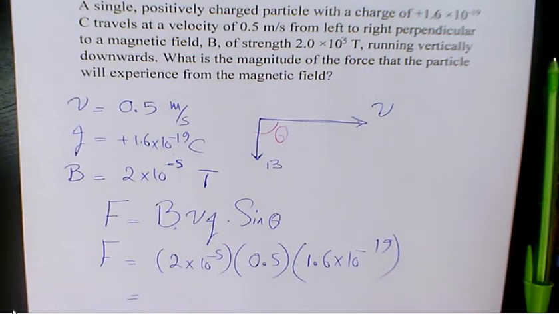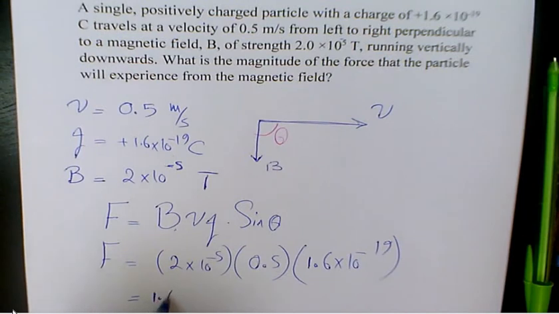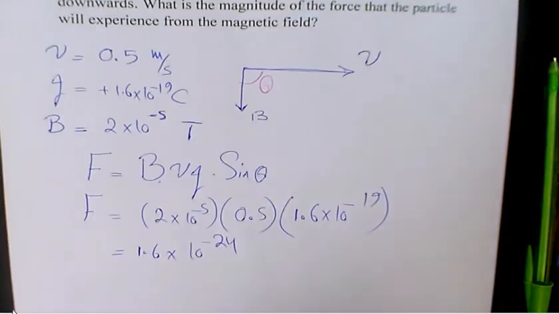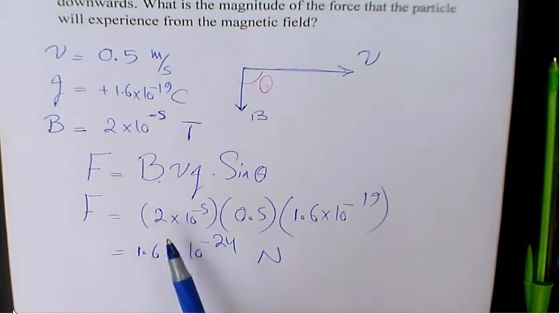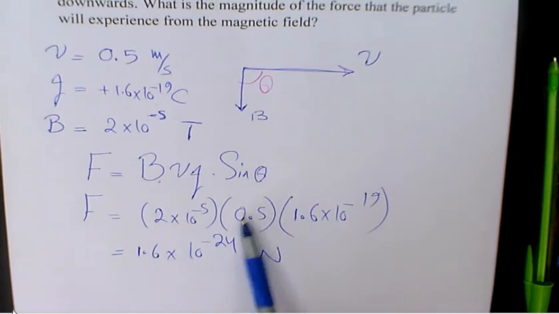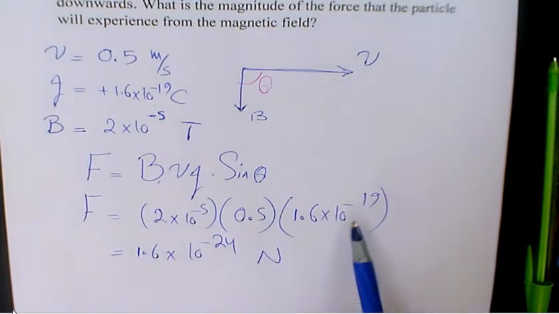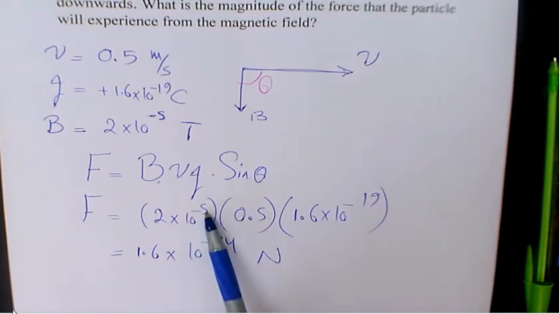So when you multiply it, that's going to make it 1.6 times 10 to the power of negative 24 Newton. We could also do it without using the calculator because 2 and half cancel out. It's going to be just 1. So we have just 1.6. 10 to the power of negative 19 and 10 to the power of negative 5 is going to be 19 and 5 is 24. So it's going to be negative 24.